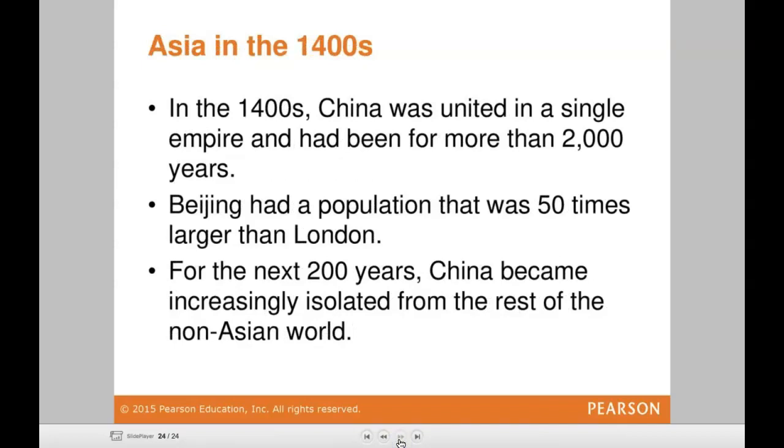Asia in the 1400s. In the 1400s, China was united in a single empire and had been for more than 2,000 years. Beijing had a population that was 50 times larger than London. And for the next 200 years, China became increasingly isolated from the rest of the non-Asian world. The authors even make note of the fact that they lost their ambition to engage in worldwide travels to save on resources, and in many ways, isolation can have its benefits and also downfalls.